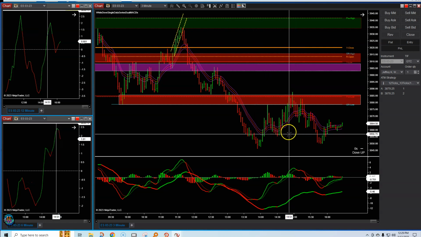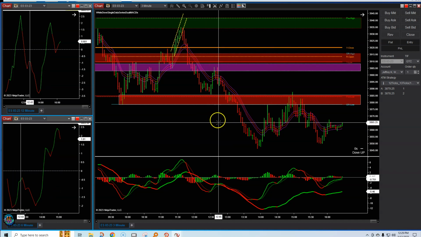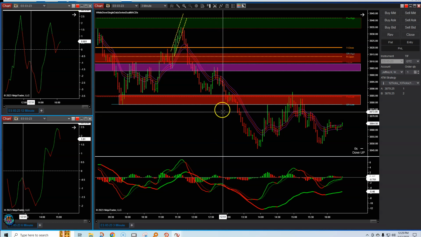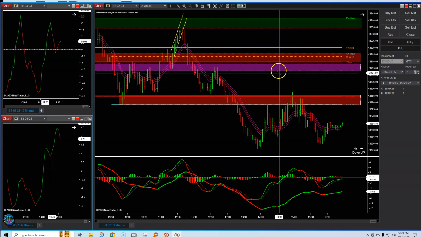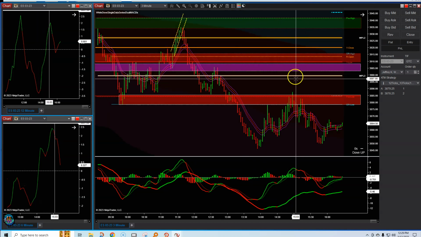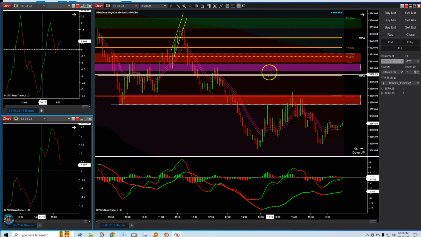So I think that's what I wanted to cover. I'm not going to stretch this out into a long video, but a couple of things are well worth taking a look at. Other levels that are crucial. If I put on my VWAP, my volume weighted average.